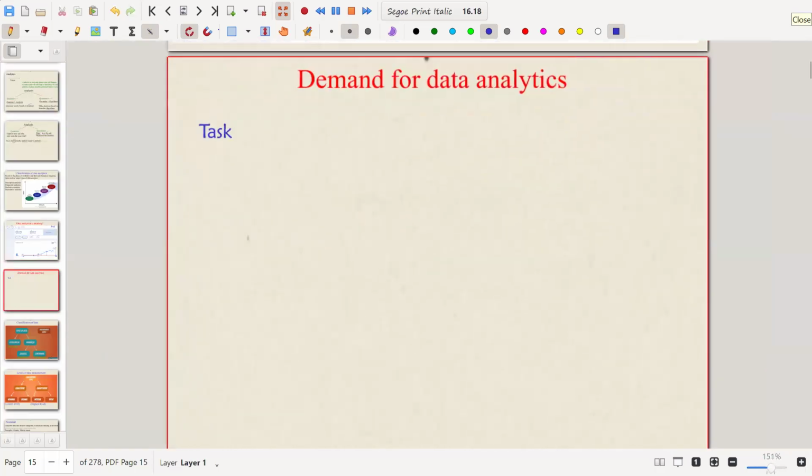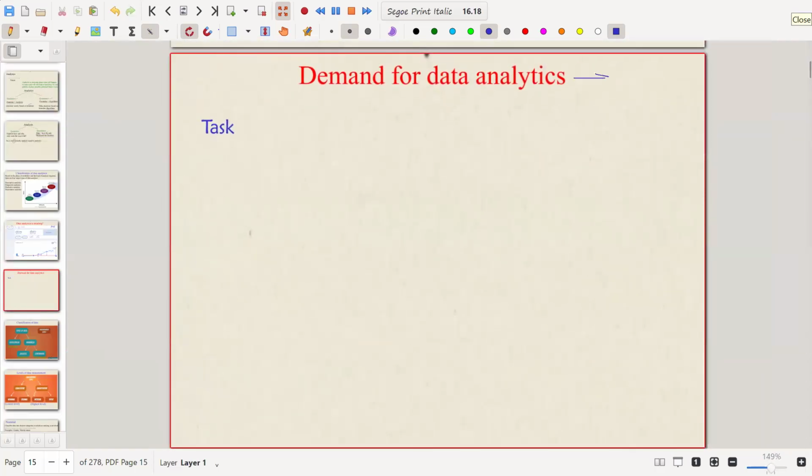Fine. So what is the demand for data analytics? I suggest you guys to do this. Try to search for some demands. What are the demands of data analytics in 2025? What kind of demand is everyone looking for?